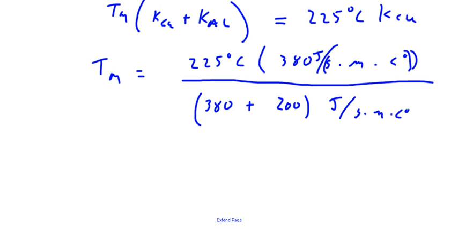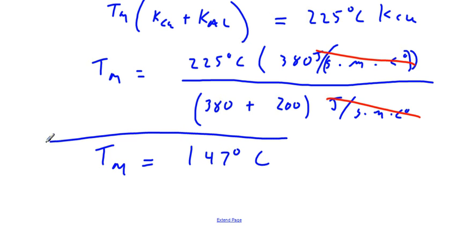All right, well, dimensional analysis says those dimensions go away, and all we have is the temperature in the middle. And we put it in our calculator and we find the temperature in the middle is 174 degrees Celsius.